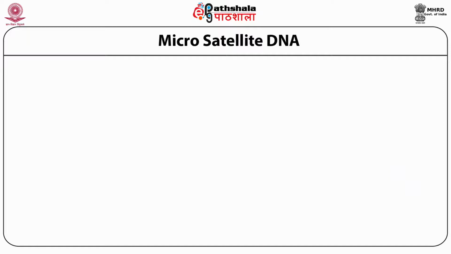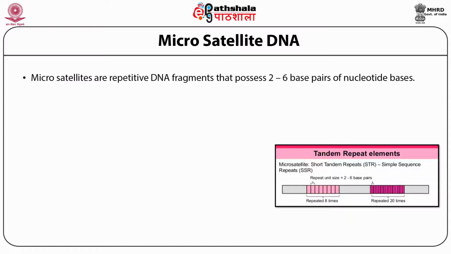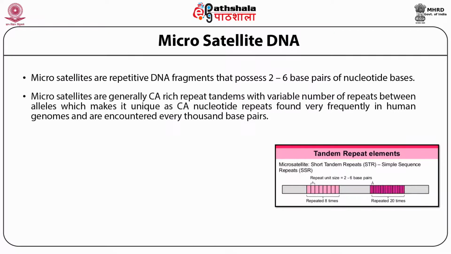Now you will be studying about microsatellites. Microsatellites are repetitive DNA fragments that possess 2 to 6 base pairs of nucleotide bases. Microsatellites are generally CA-rich repeat tandems with a variable number of repeats between alleles, which makes them unique, as CA nucleotide repeats are found very frequently in human genomes and are encountered every 1000 base pairs.